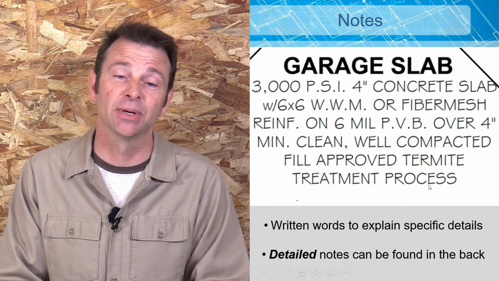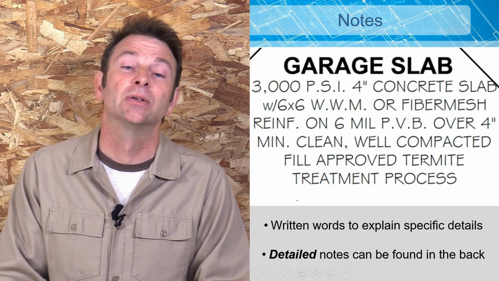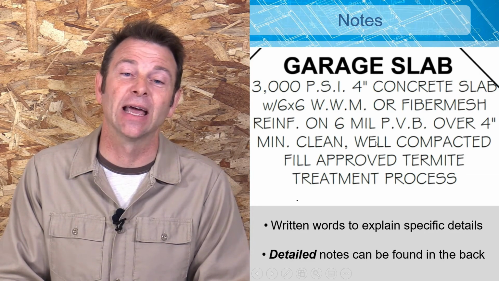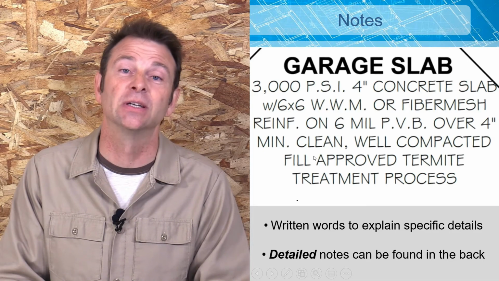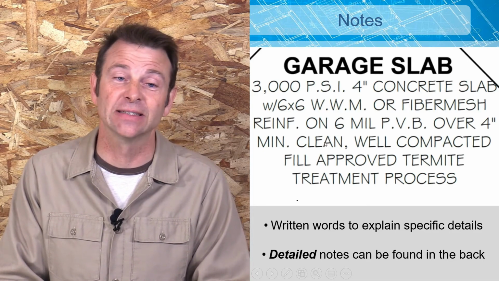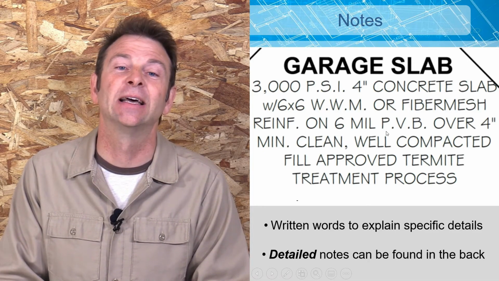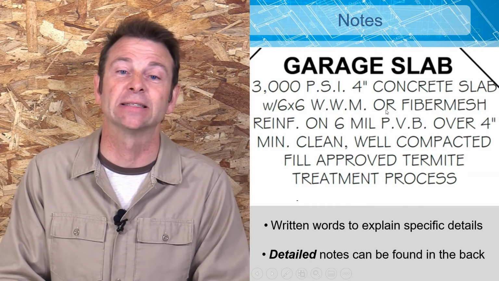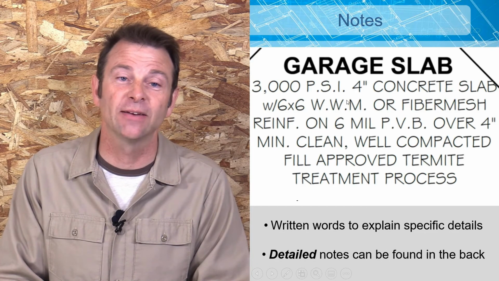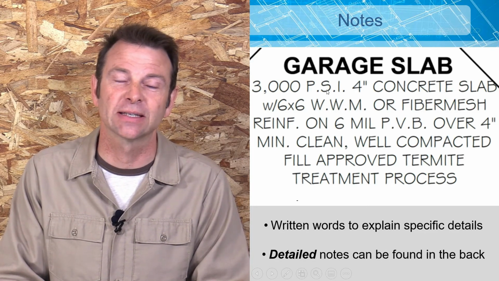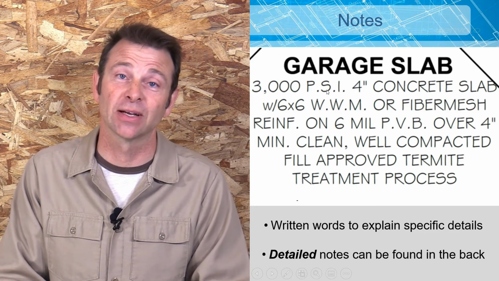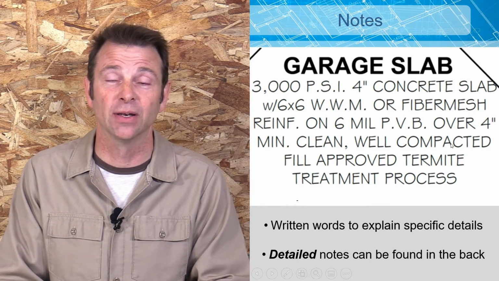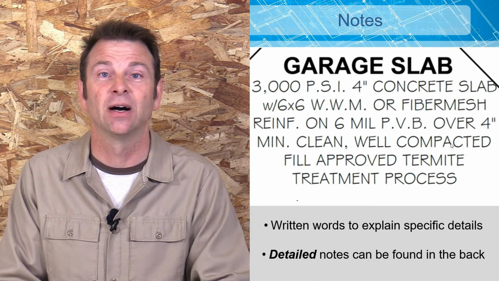So now I know as the builder, I need to treat the soil before I pour this slab. I need a well compacted fill to go on top of the existing soil on that lot. I then have to put sheet plastic down, 6 mil sheet plastic, and I need a reinforced 4-inch concrete slab that meets a minimum strength requirement of 3,000 psi. All of that spelled out in one note on this plan.